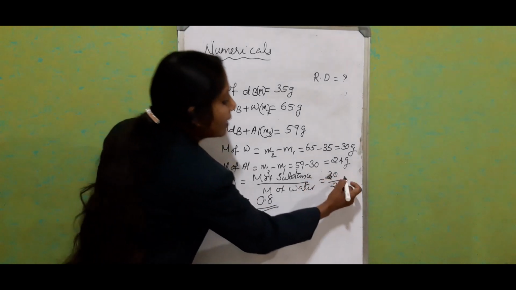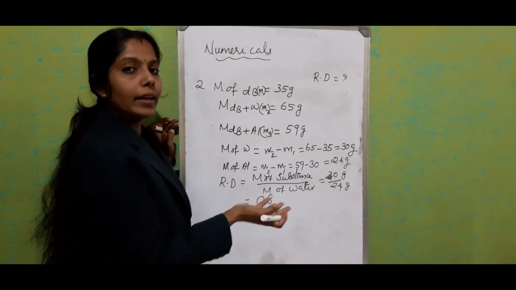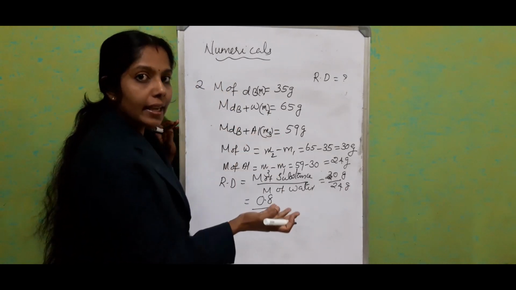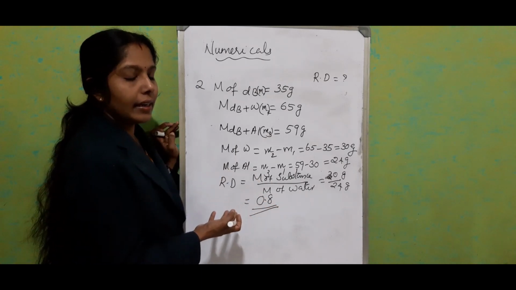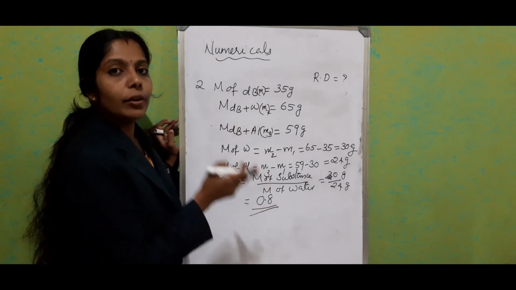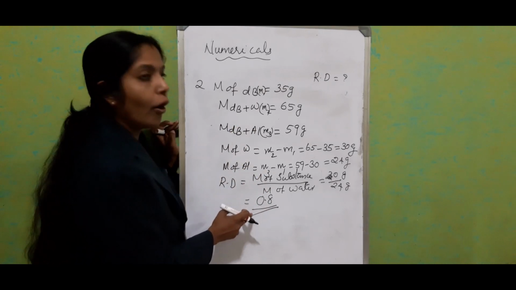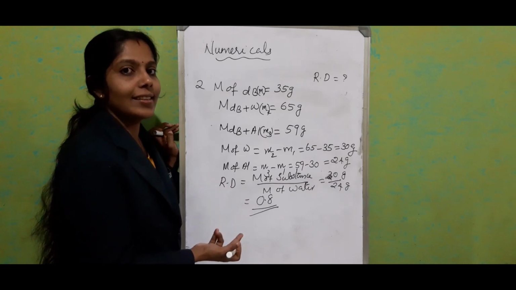No. So mass, here it is gram, here also gram. So both denominator and numerator have the same unit. And we know that relative density doesn't have any unit. So the relative density of alcohol is 0.8. Now we'll see the last question.